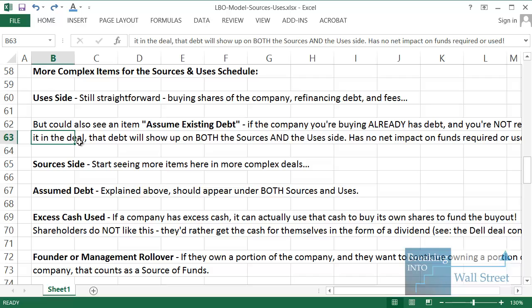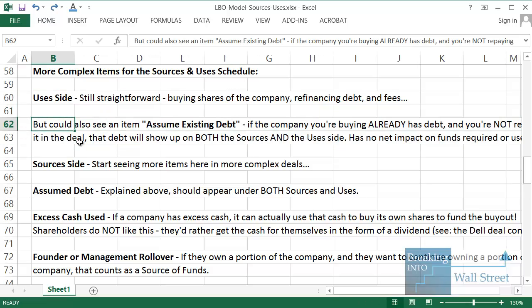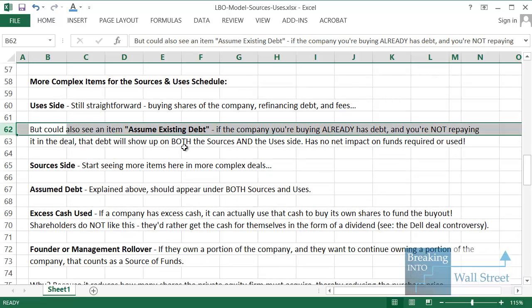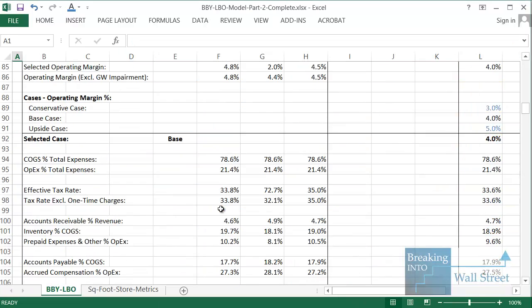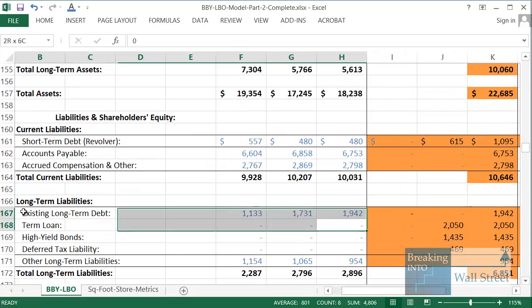And I'm going to start with the uses side because that's a little bit more straightforward. Really the main addition here, the other addition that you could see, is a line item called assume existing debt. And how this works is that if the company already has debt on its balance sheet, as an example, let me just show you the model for Best Buy over here so you can see exactly what I mean. I'm going to go down to their balance sheet, and you can see here they actually already have an existing drawn revolver, and not only that, they have about $1.9 billion worth of existing long-term debt right here. So they already have these forms of debt.